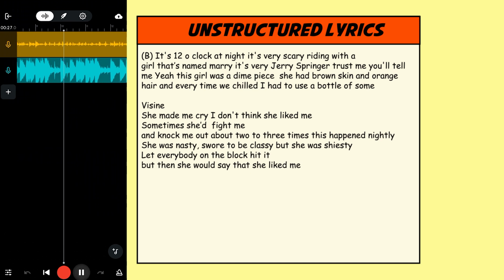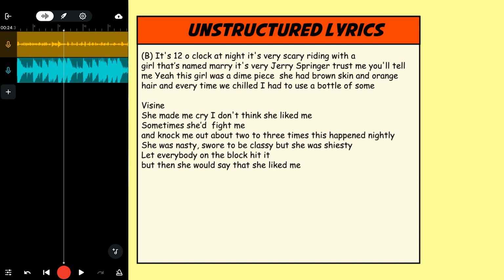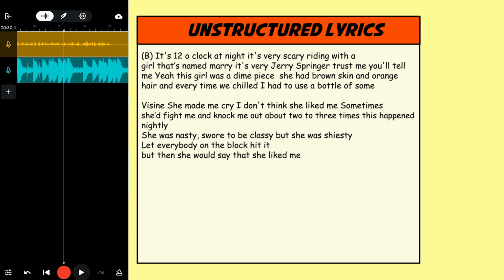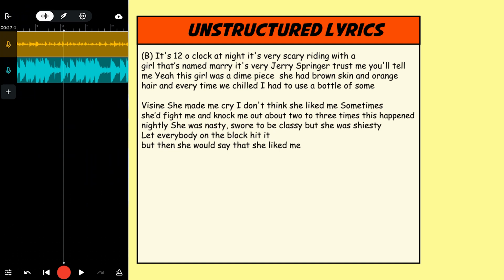Next bar. She fight me and she. Sounds like she's on there. Made me cry. I don't think she liked me. Sometimes she fight me and yeah, she lands on that one. All right, next bar. Here we go. Nightly, she was nightly. All right, next bar. She was nasty, swore to be classy, but she was shiesty. Let everybody on the block hit it, but then Ev sounds like it's hitting on this beat. Let everybody, sounds like let on that first beat, so I'll just put that.